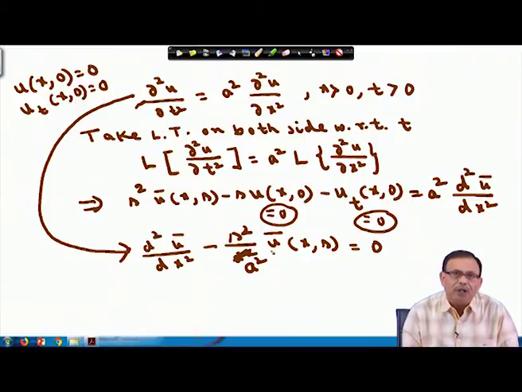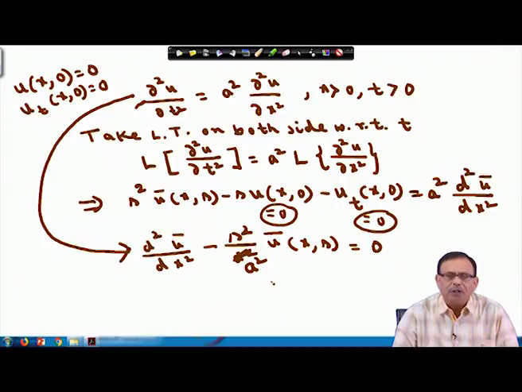So, the solution of this problem will have 3 steps. In the first step, you are taking the Laplace transform on the second order PDE and, by substituting the initial conditions, you are basically converting the PDE into a second order ODE. Then the second step will be to find the solution of this second order ODE, and as we know, finding the solution of an ODE is much easier compared to the second order PDE.